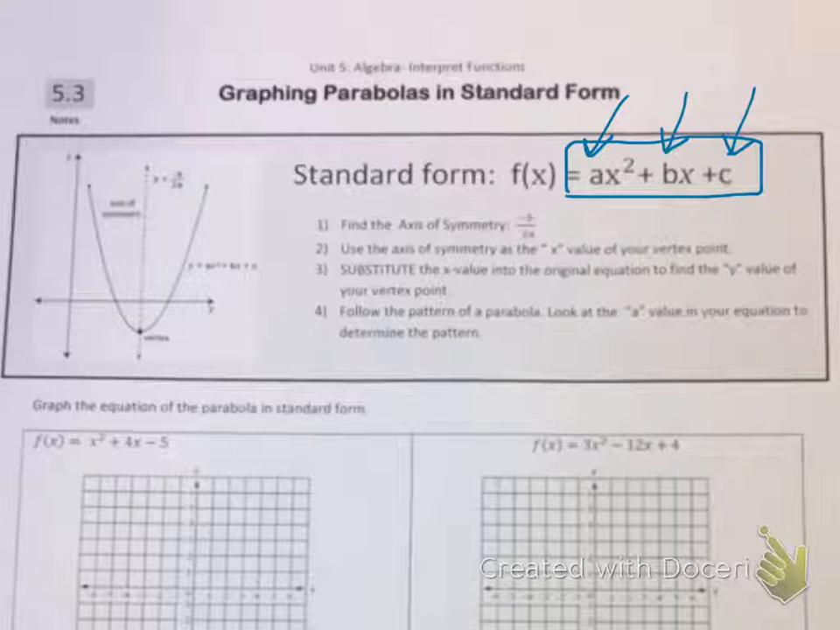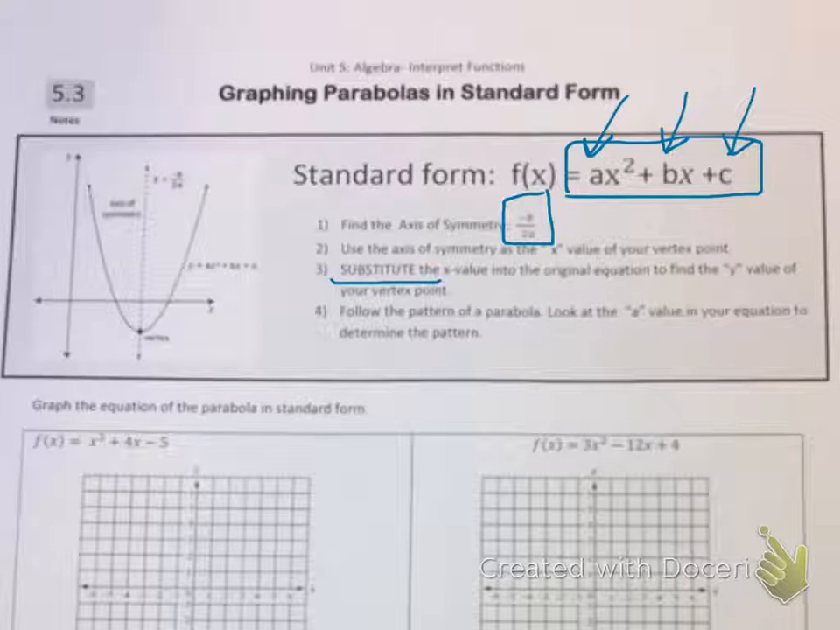So in order to graph it in this form, the very first thing I'm going to do is find the axis of symmetry. There's a little formula here to find the axis of symmetry. It's called the opposite of b over 2a. So we're going to use that formula to find the x value of our axis of symmetry. After we find the x value, we know we have the x value of the vertex point, and we can substitute it back into our equation to find the y value of our vertex point.